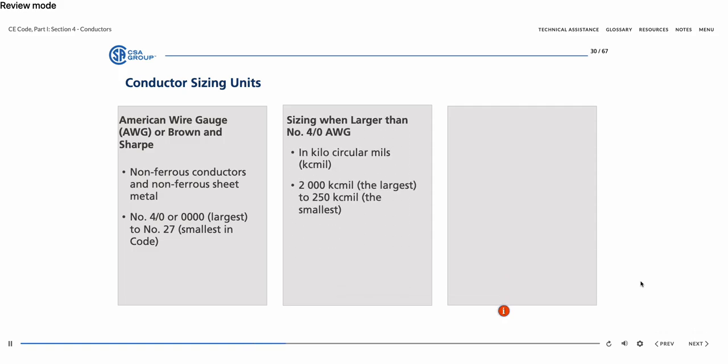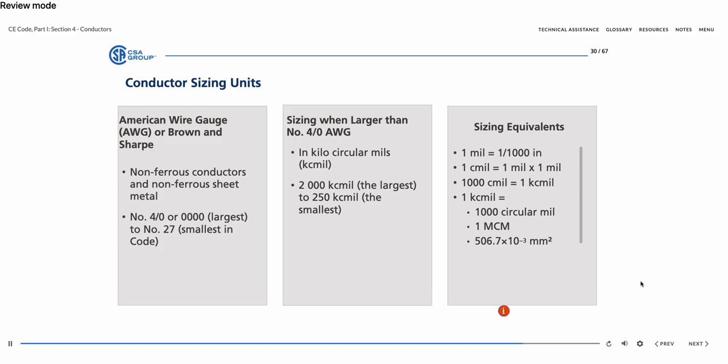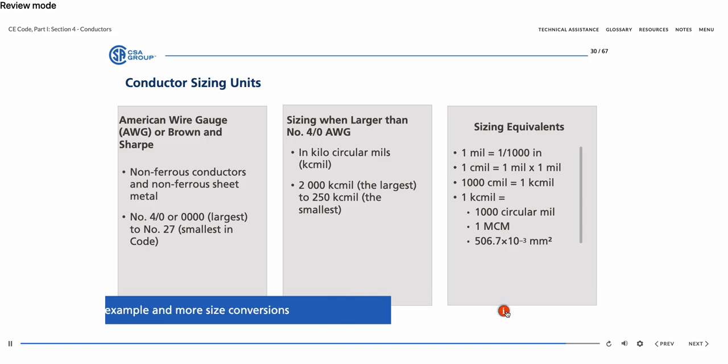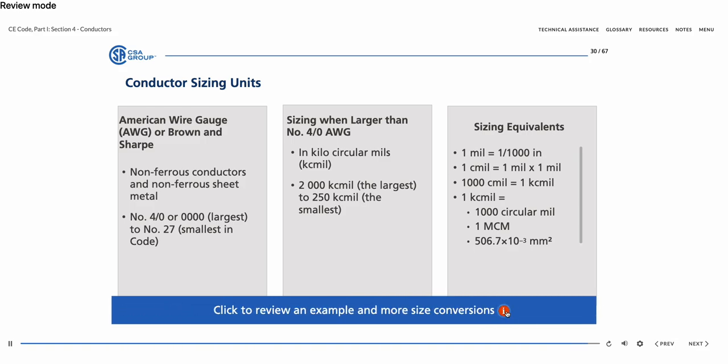For conductors larger than number 4-aught, the code uses circular mill sizing. The size ranges from 2,000 kilo circular mills, the largest, to 250 kilo circular mills, the smallest. In kilo circular mills, the sizing is opposite to gauge, as the wire diameter gets smaller as the number decreases. In case you are unfamiliar with this sizing unit, here are sizing equivalents. Next, you learn about wire and cable requirements.